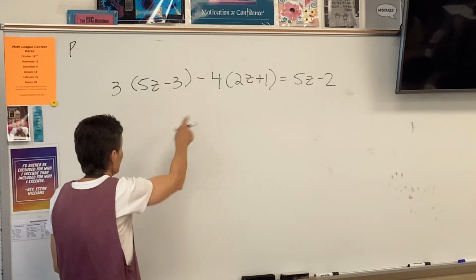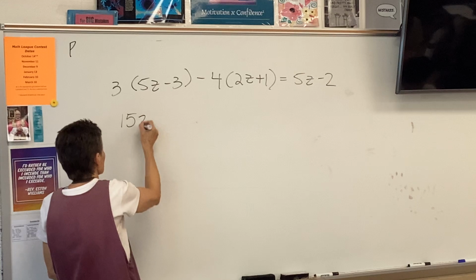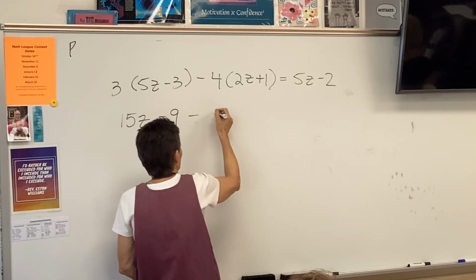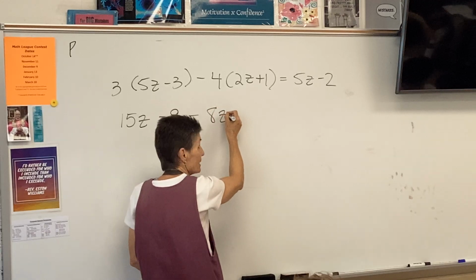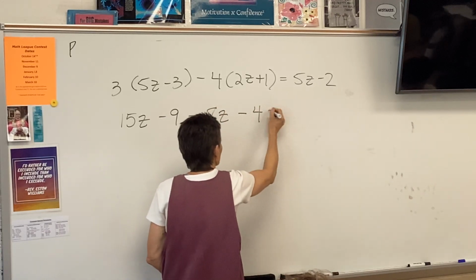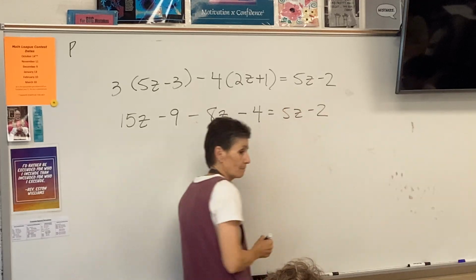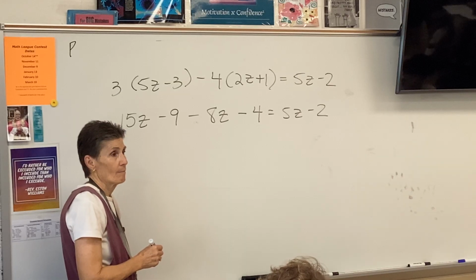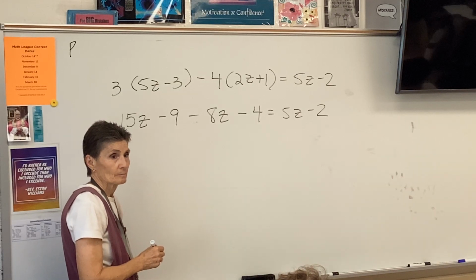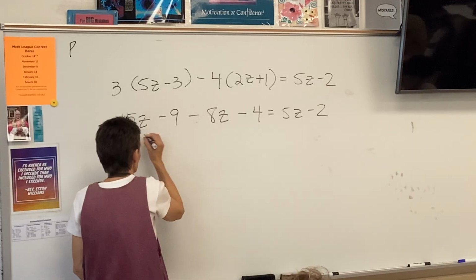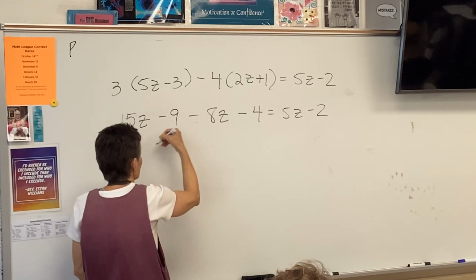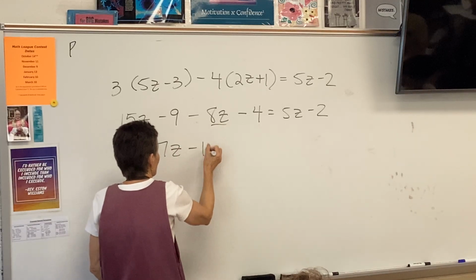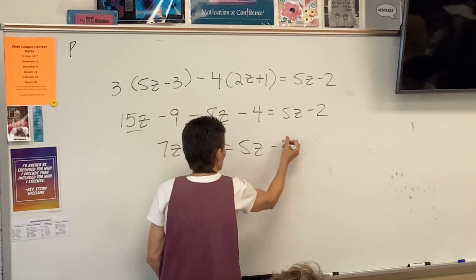Distribute here and here, so we're gonna have 15Z minus 9 minus 8Z, be careful, minus 4. Now what? Combine like terms over here. So 15 minus 8 is 7, minus 13, okay.